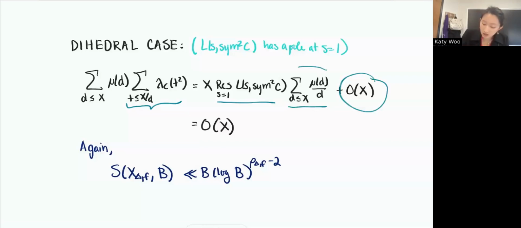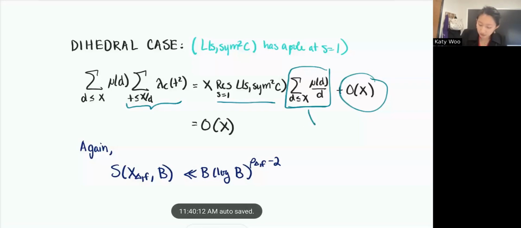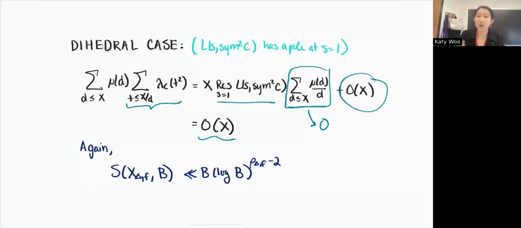But the sum over d up to x of mu of d over d, well, that just goes to 0 as x goes to infinity. So this whole thing is going to be bounded by O of x. And so plugging that in again, we can see that the cuspidal contribution will be bounded by b log b to the rho minus 2. And again, that's going to be a whole power of log less than our main term, which was of size b log b to the rho minus 1. And so we're okay.